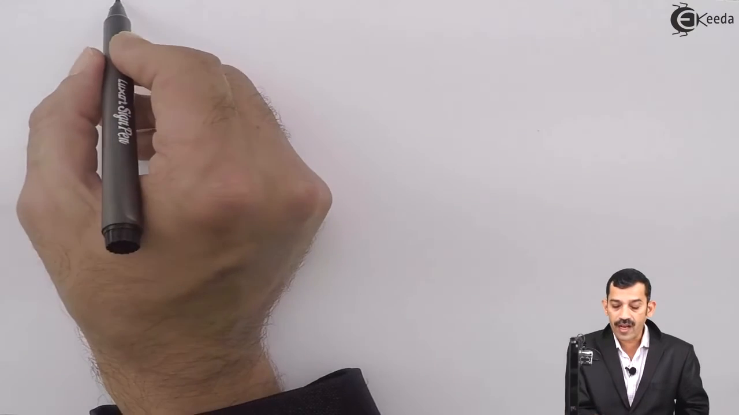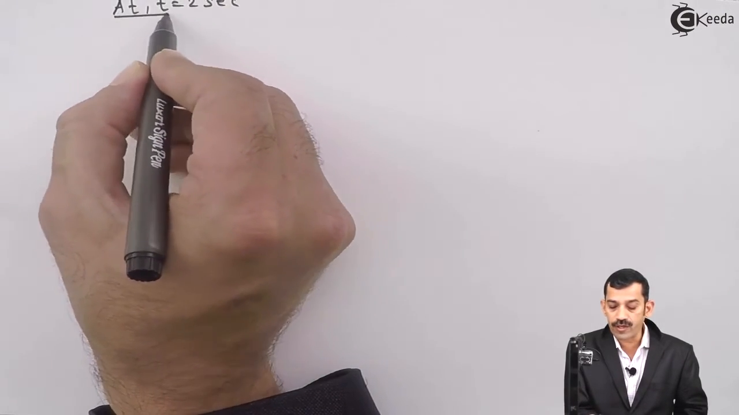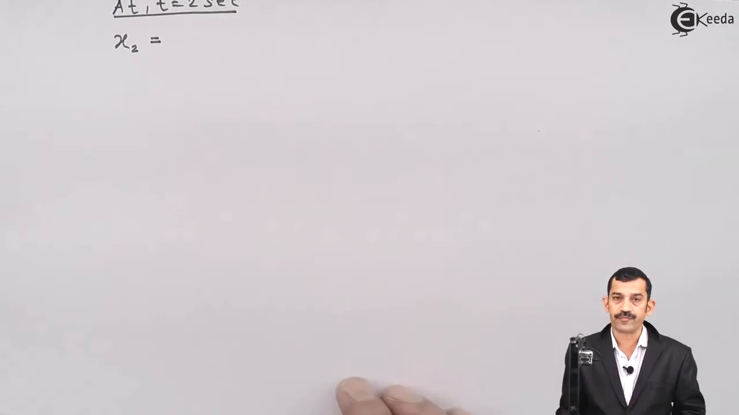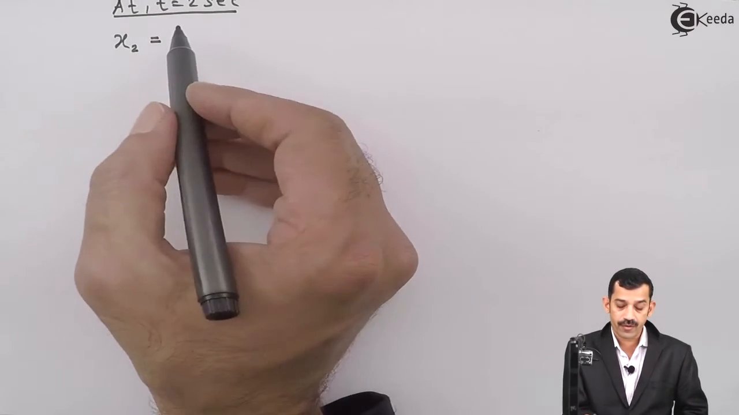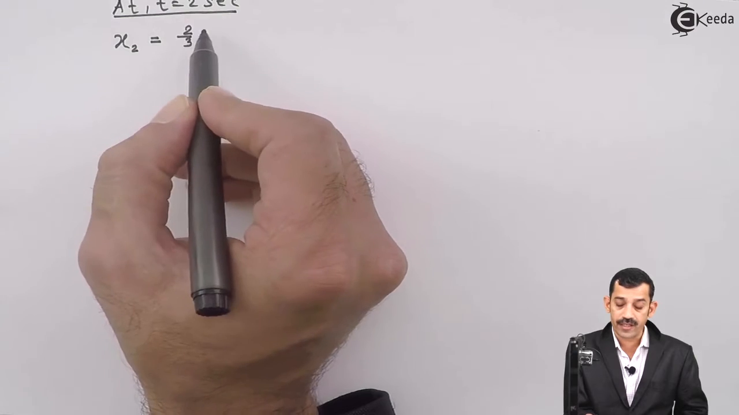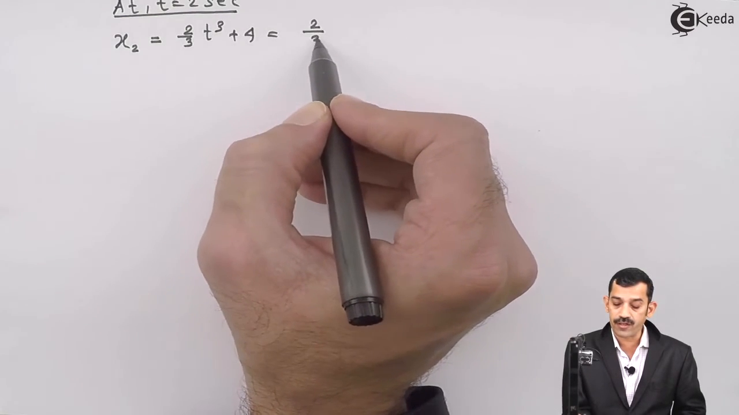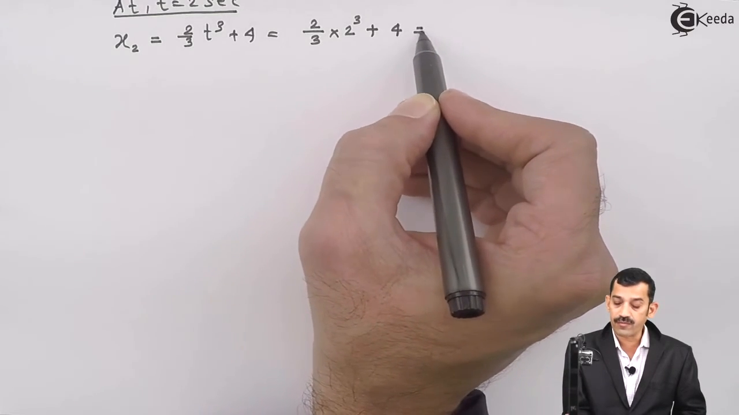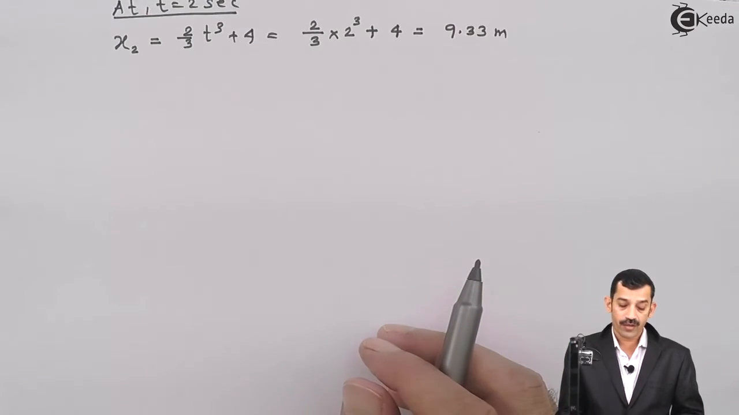At t equal to 2 seconds, we will find the value of x, which I will write as x with suffix 2. It represents the position at t equal to 2 seconds. The formula of x is 2 by 3 t cube plus 4. Therefore, if we substitute t as 2 seconds, 2 by 3 times 2 cube plus 4, this value comes out to be 9.33 meters.